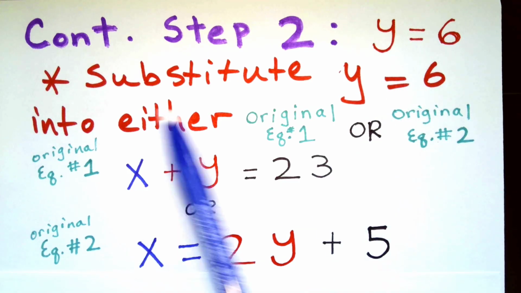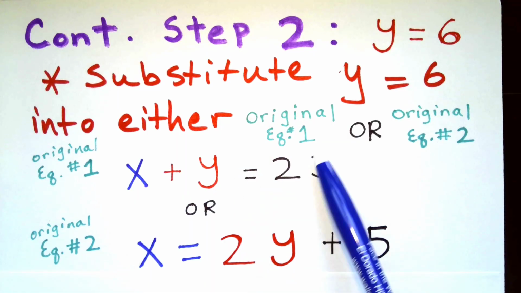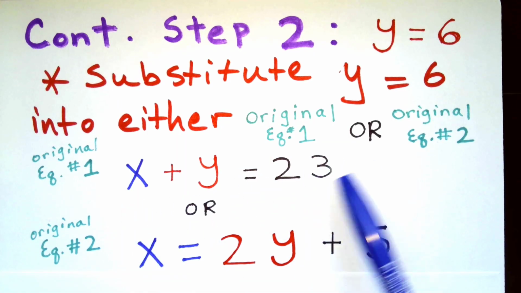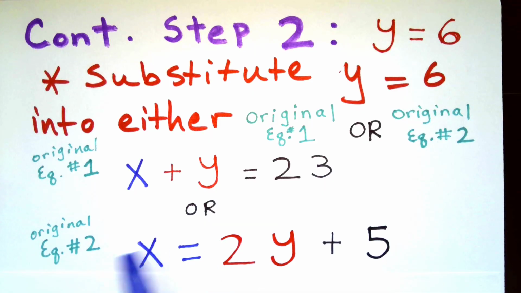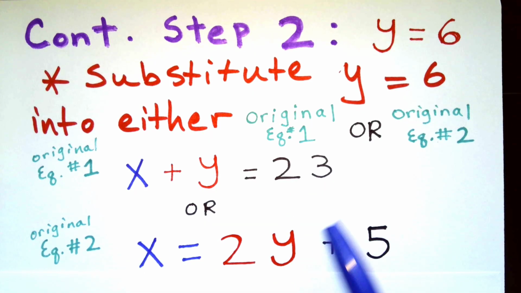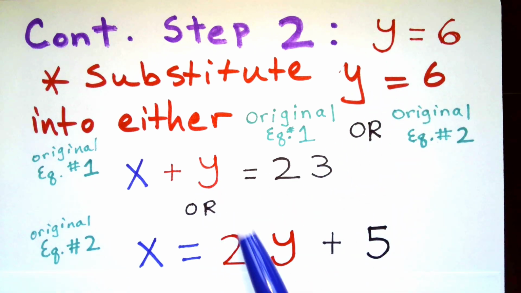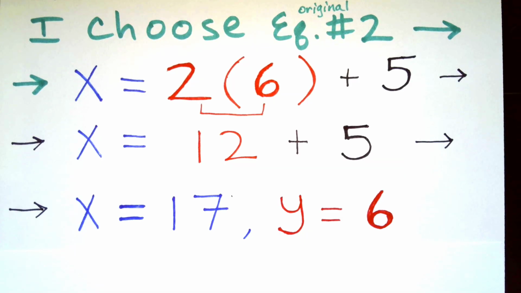If y equals 6, now we're going to substitute y equals 6 into either the original equation number 1, which we have here, or original equation number 2, which we have right here. Take a look at these two equations. Which would be easier to substitute? If y equals 6, I can substitute 6 for y. Which one, original equation 1 or original equation 2, would be easiest to solve? Okay, so I chose equation number 2, and this is the reason why.